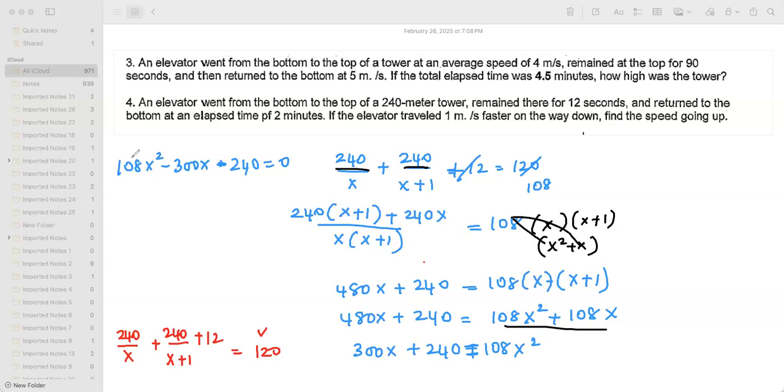Now here what happens? Let me divide by 2. If I divide by 2, 54 x square minus 150x minus 120. I think there's a calculation error. I think it's minus 372. Yeah, that's what it was. I mis-subtracted, so that's why I got a different sum.